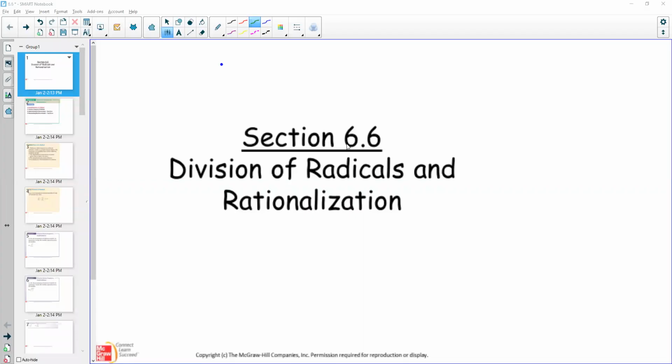Welcome to the notes for 6.6. This is division of radicals and rationalization, which will make more sense in just a moment.